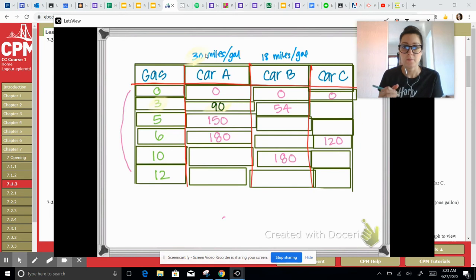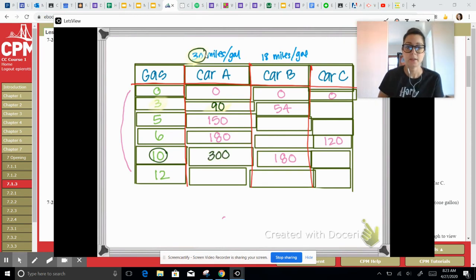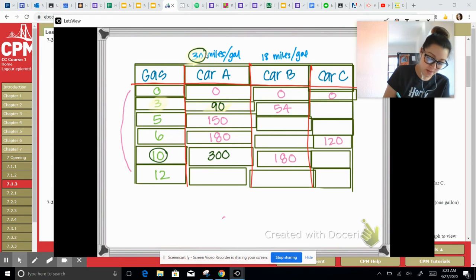So again, because my unit rate is 30, that's for 1 gallon of gas. I want to figure out how far it can go on 3 gallons of gas. So I'm going to multiply 30 by 3 and get 90. For 10 gallons of gas, I'm going to multiply 10 times 30 and get 300 miles. And then for 12, I'm going to multiply 12 times 30, which gives me 360 miles.